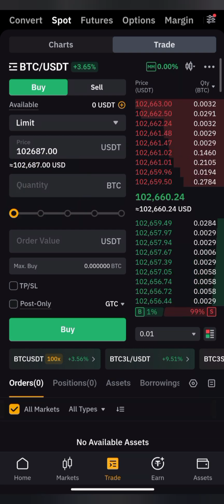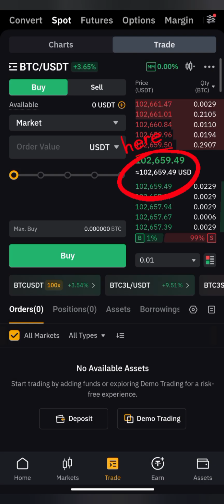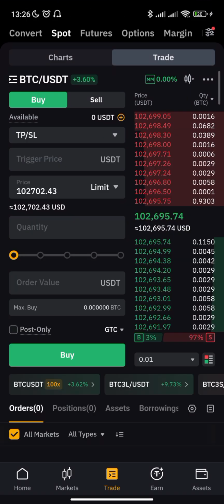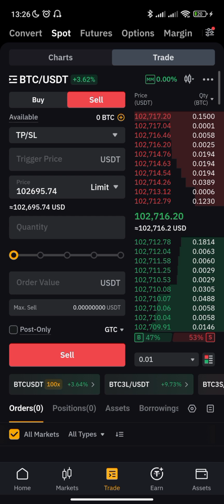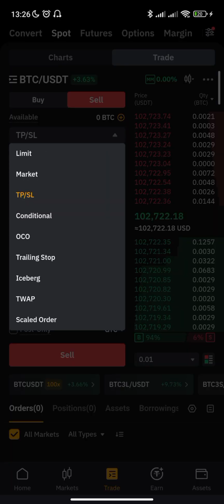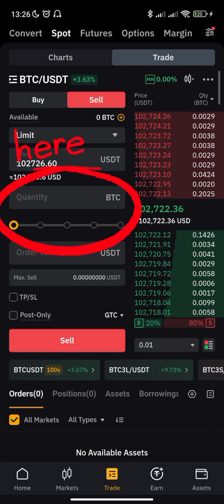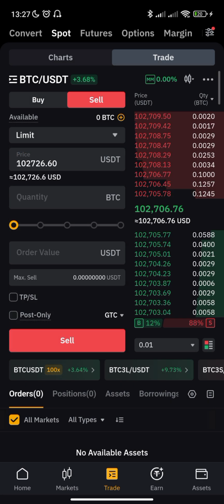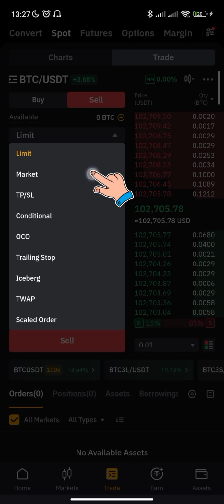You can select market to buy at the current market price and input the quantity of asset you want to trade for it. The same process is applied when you want to sell the assets that you have purchased. To sell the asset at a predetermined price of your choosing, you select limit. If you wish to sell at the current market price, you select market.